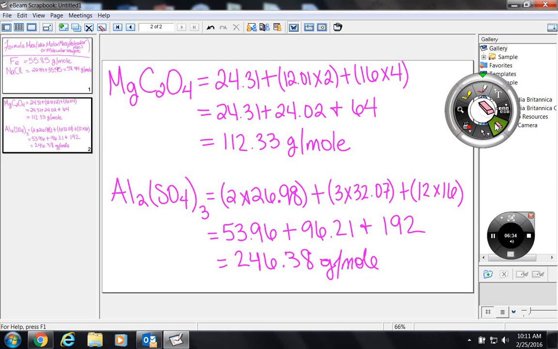It would help if I could add. I hit the wrong button on my calculator. Good catch, thanks, Kenneth. Alright, other than the fact that I can't add, are we okay? Alright, are we okay with formula mass at this point?